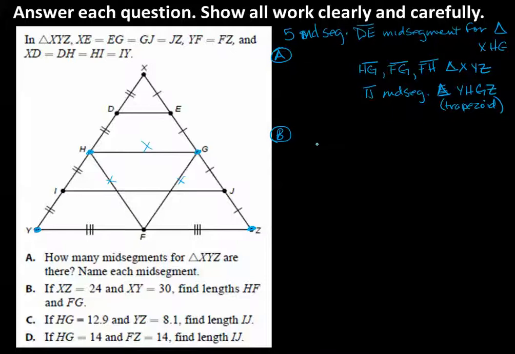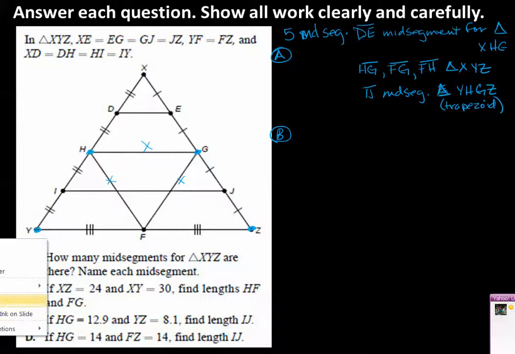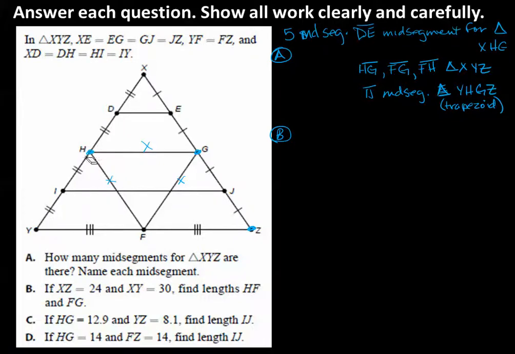If XZ equals 24 and XY equals 30, find the lengths of HF and FG. So I like to go and mark things up, and since I've already marked up a little bit, let me erase that just so that won't confuse us when we're seeing what I'm marking up now. Go back to pen. XZ is 24. Whoa, that's this whole line right here.